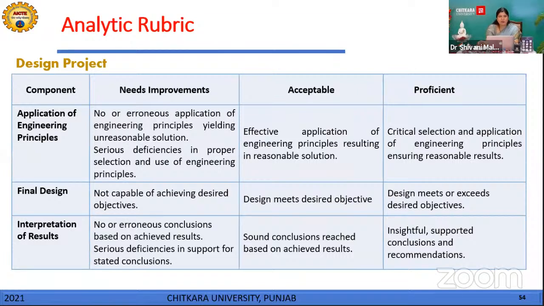Again, the analytic rubric for the design project has the component of application of engineering principles. A student would be said to be proficient if he critically selects the application of engineering principles and ensures that he has reasonably used them in his results. So it will be acceptable if the effective application of engineering principles results in a reasonable solution. But then he would require improvement if there is erroneous application of engineering principles, which leads to an unreasonable solution. That is a wrong choice of some engineering principle that he is using to solve that particular problem.